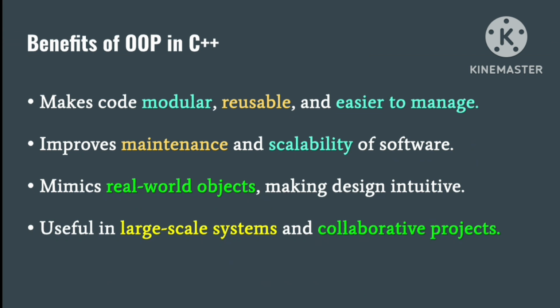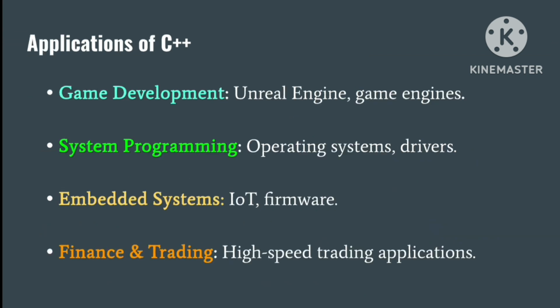Object-oriented programming makes C++ code more modular, reusable, and easier to manage. It improves maintenance and scalability of software. It mimics real-world objects, making designs intuitive. It is useful in large-scale systems and collaborative projects. C++ supports all the features of object-oriented programming, such as encapsulation, polymorphism, inheritance, and data abstraction.